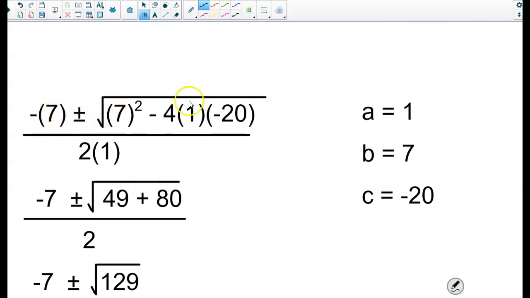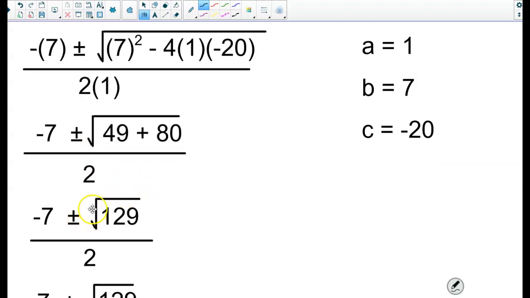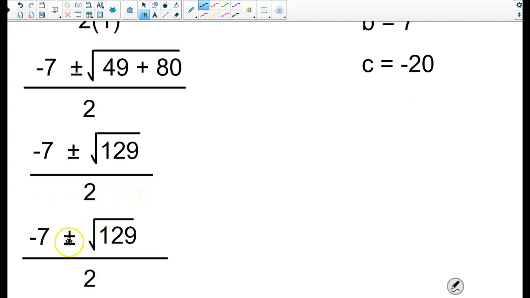Negative 7 plus or minus 7 squared minus 4 times 1 times negative 20. The double negative becomes a positive, so negative 7 plus or minus root 49 plus 80. We can't simplify root 129, so we leave it. Negative 7 plus or minus root 129 over 2.